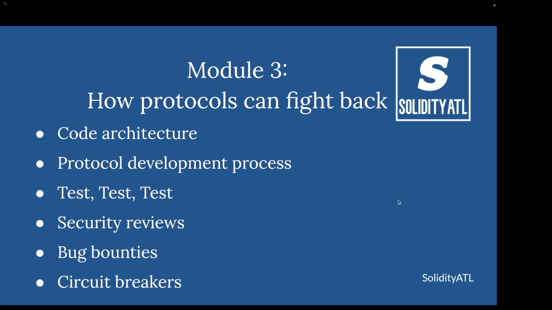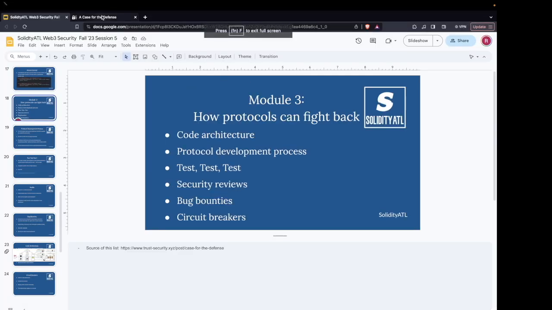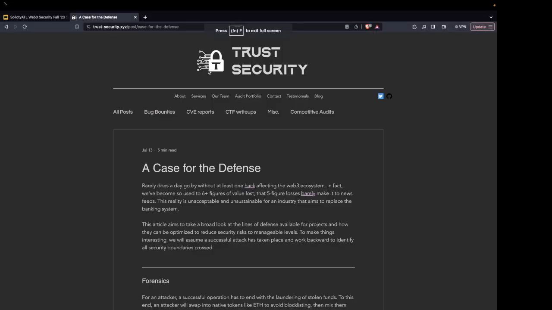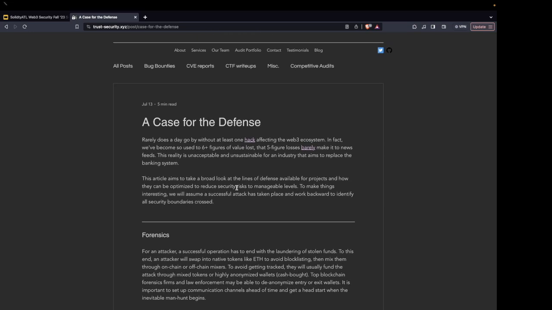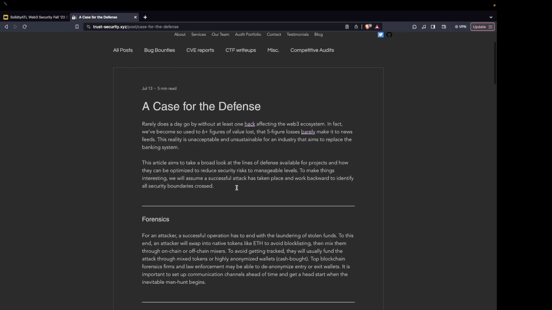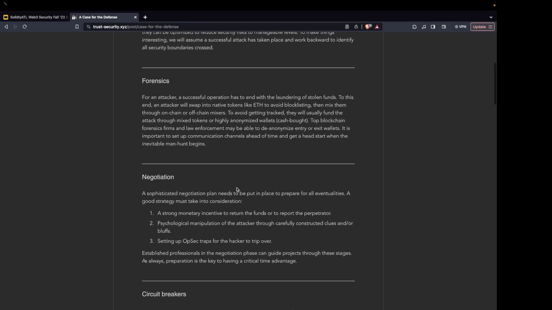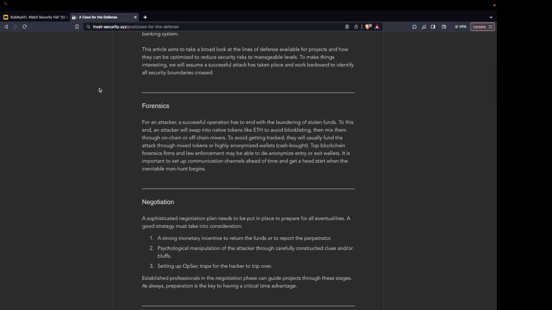This session was inspired by an article written by Trust Security. If you're not familiar with Trust Security, Trust is one of the top security researchers in the world, and Trust Security published this really good blog post that I encourage all of you to read, talking about the different ways that protocols can protect themselves.